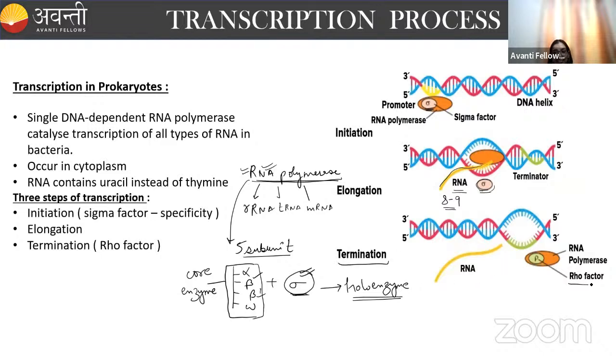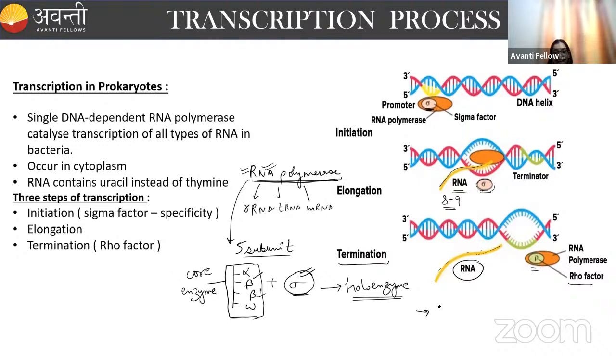In prokaryotes, there's a factor called the Rho factor. The Rho factor will bind to the RNA polymerase, and it will cleave the RNA-DNA hybrid. Once it reaches the RNA-DNA hybrid, this Rho factor will cleave the RNA, and the RNA will be released from the DNA. So this is the newly synthesized RNA. And always remember, in prokaryotes, transcription and translation both take place in the cytoplasm.